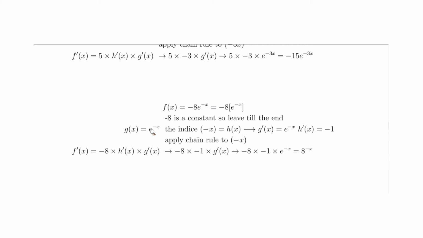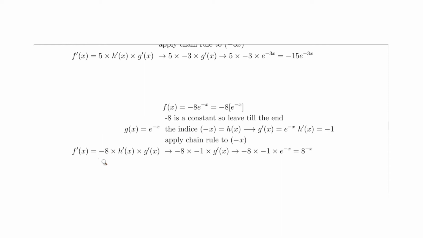So g of x equals e to the minus x, where the index is minus x. We'll call that h of x for now. The derivative of e to the minus x we will leave as it is, because that stays. The derivative of h of x, minus x, sorry, is minus 1. That's applying the chain rule to minus x.